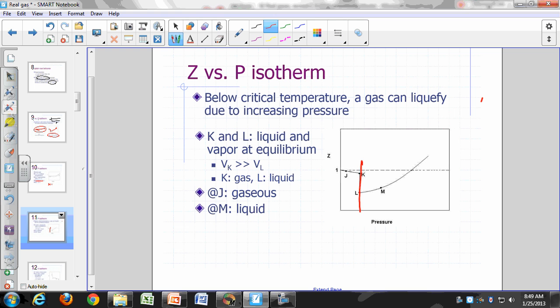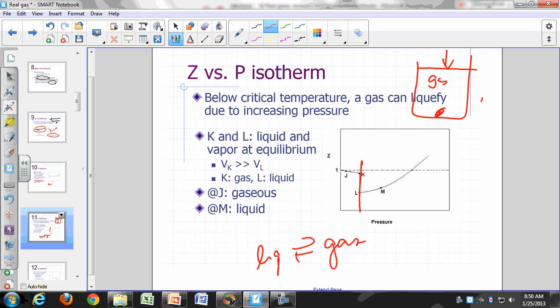is called the vapor pressure of your gas, of your substance. So you have a substance that's a liquid. Okay. So you can imagine you have a gas right there. You squeeze it. You get to a point, you reach a pressure where that gas starts turning into a liquid. So you'll have liquid in equilibrium with the gas at that temperature. The pressure where that happens is called the vapor pressure of your liquid.